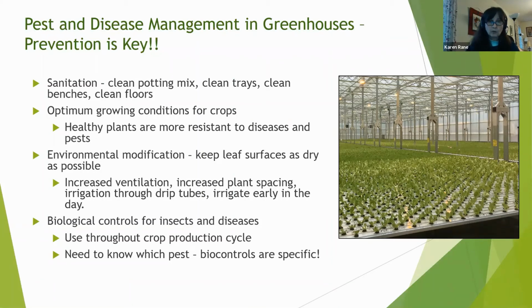And there are biological controls you can use for insects and diseases, but they need to be used throughout the crop cycle. It's not something you can use in response to a problem. They sort of have to be there and keep managing and attacking those pests and diseases from the very beginning.